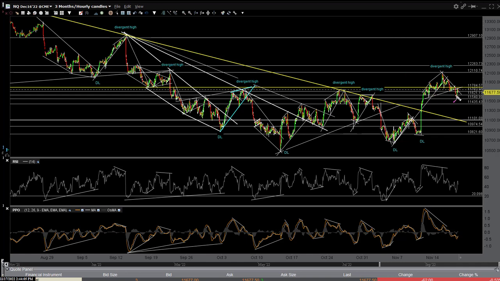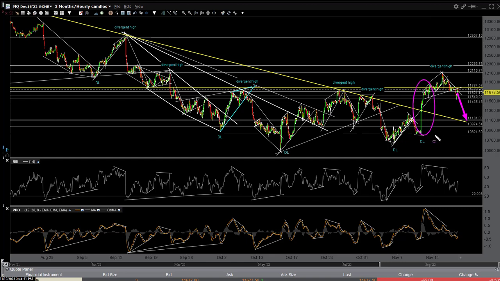But I think there's still a decent shot that we come back in here and backtest. Now, to come and backtest this trend line, that's a pretty big drop. That's a pretty aggressive target. It's going to undo a lot. It's going to undo this whole big pop right here.